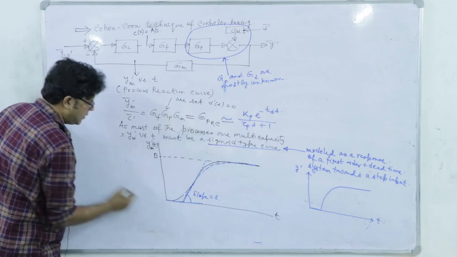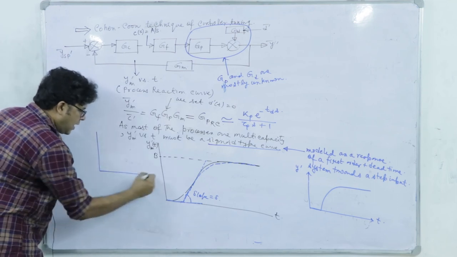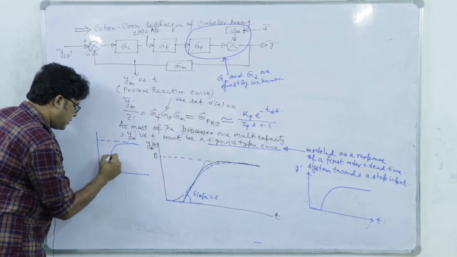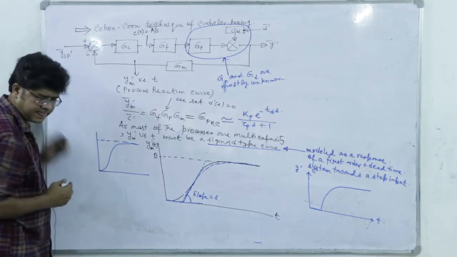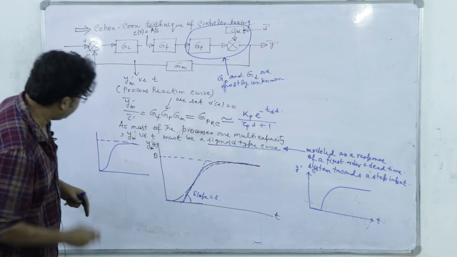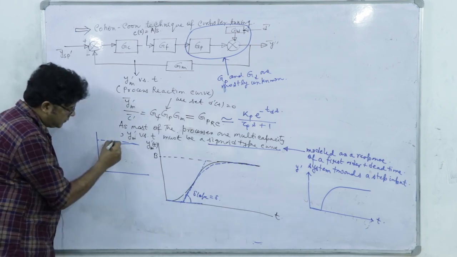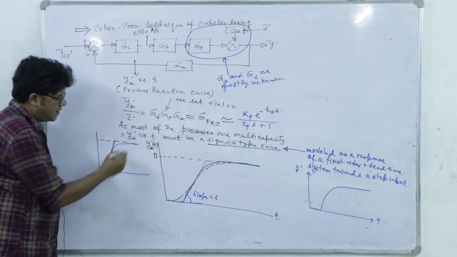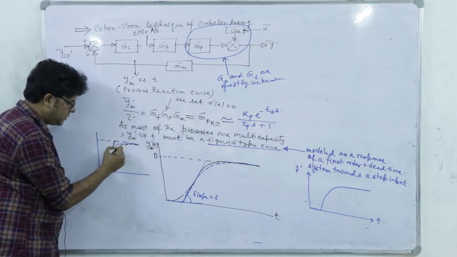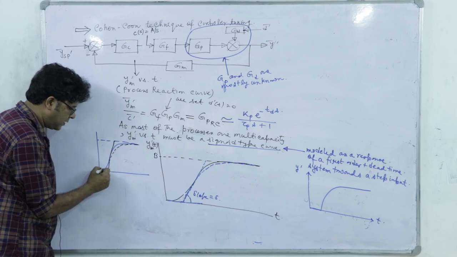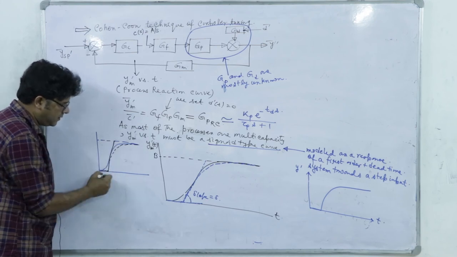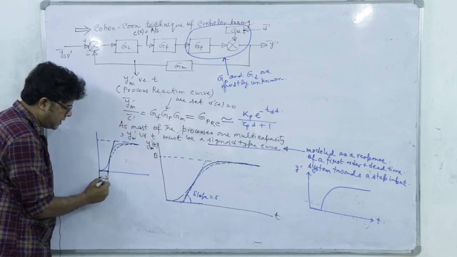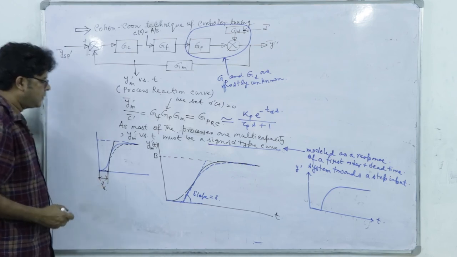So from the diagram, what will we do? Actually, we have got this response. So we will draw a straight tangent to the mid portion of this, and we'll consider that this is the first order response plus the dead time. Where the tangent intersects, from there we will get this TD, right?